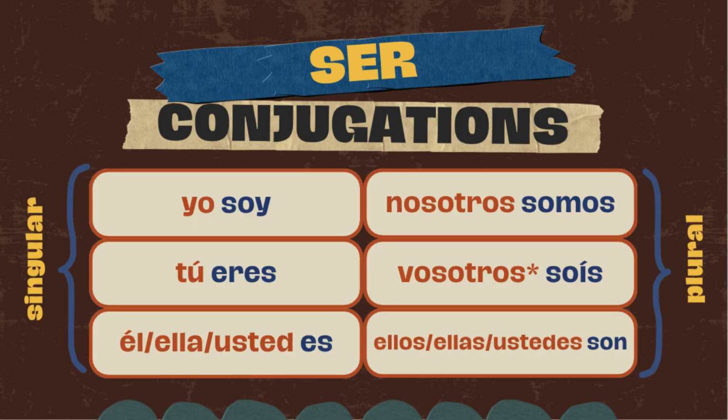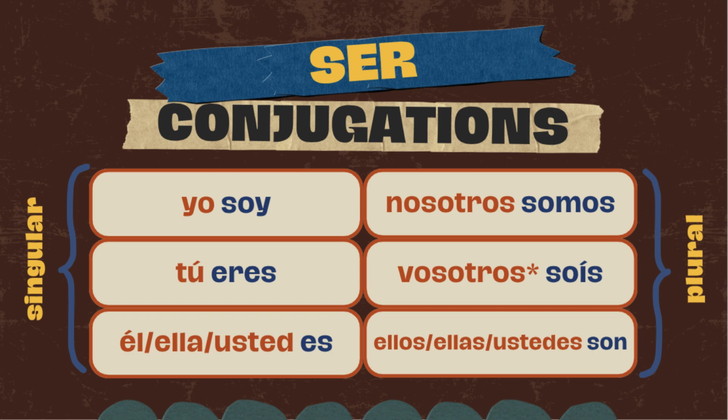To conjugate the verb, you can put them in the chart with their matching subject pronouns. I am, yo soy. You are, tú eres. He is, él es. She is, ella es. The respectful or formal way of saying you are, usted es. If someone asks me, where are you from? ¿De dónde eres? I would respond with yo soy de Wisconsin.